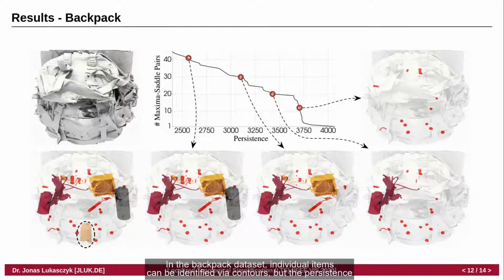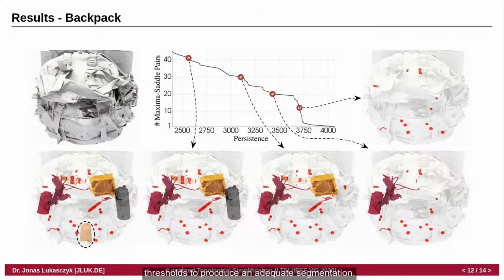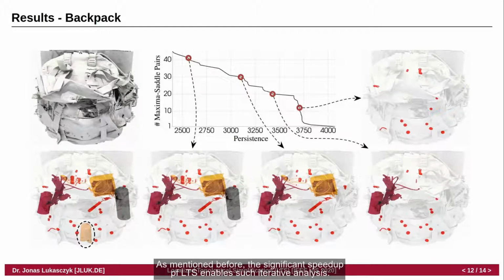In the backpack dataset, individual items can be identified via contours, but the persistence curve does not exhibit a clear plateau, so the user has to experiment with different persistence thresholds to produce an adequate segmentation. As mentioned before, the significant speedup of LTS enables such iterative analysis.